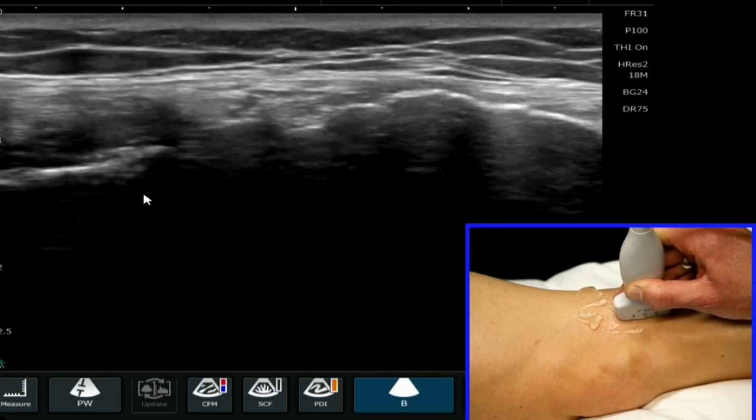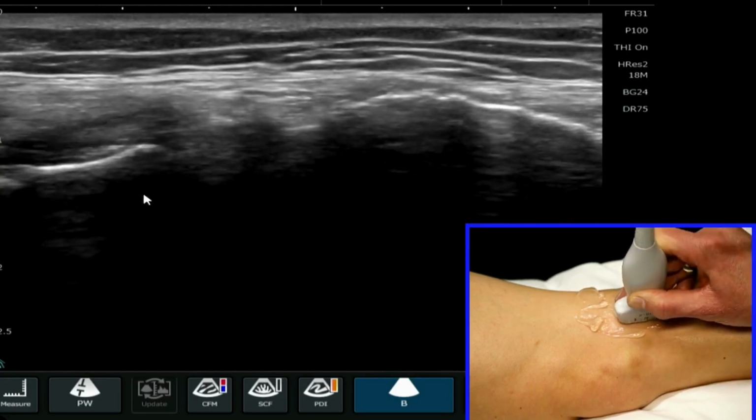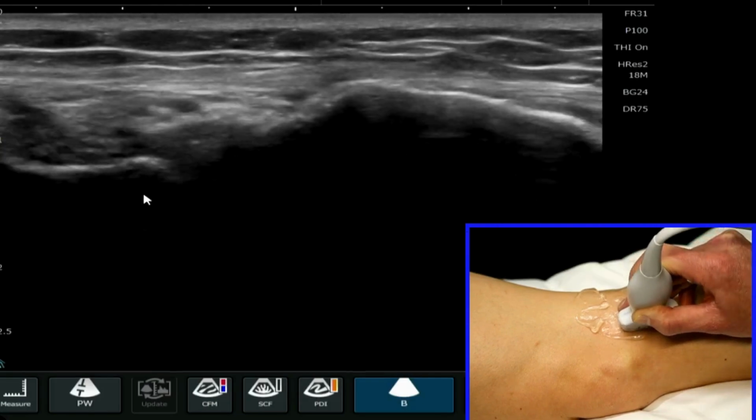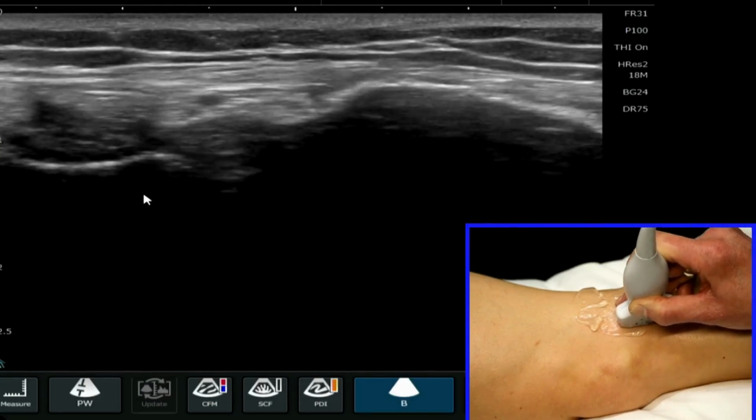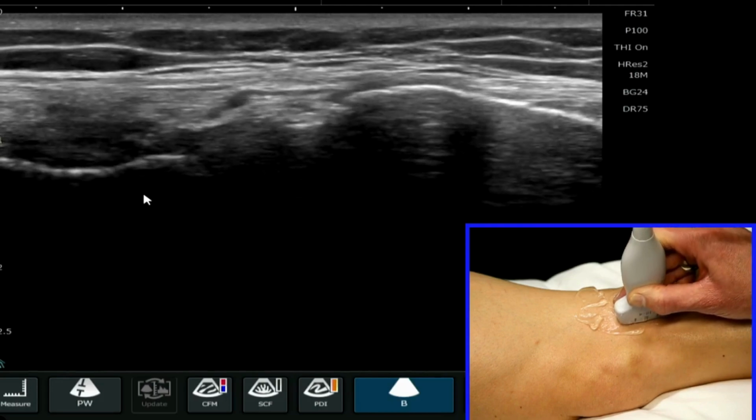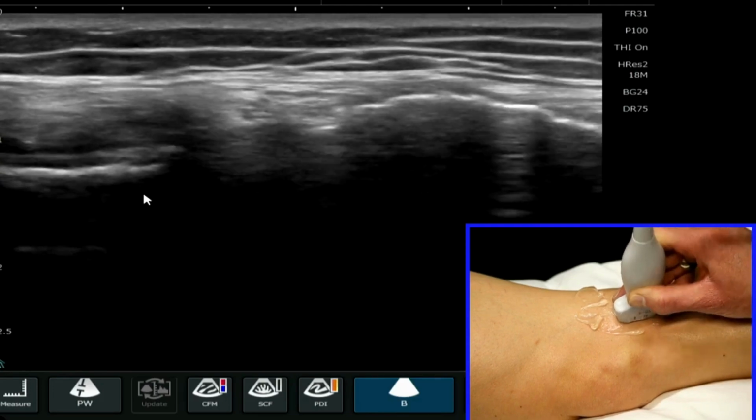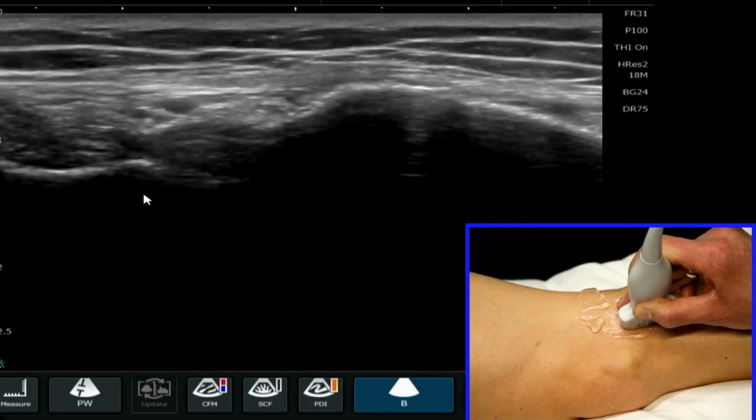And we just scan now a bit more through the joint, posterior a bit more, and then anterior, so that you can really see the contours of the joint line and the contours of the meniscus at this point.